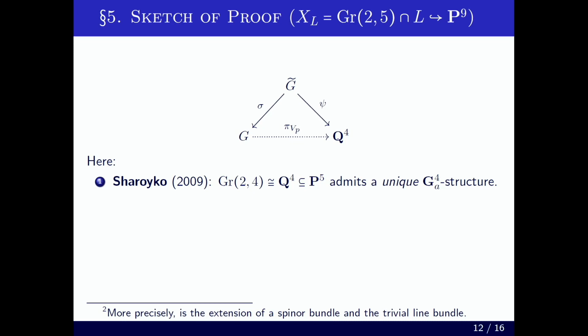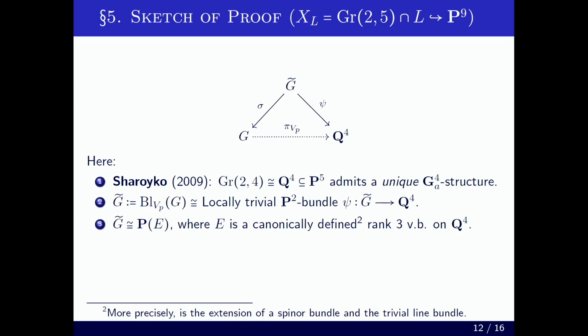We can use a classical result on these kinds of things, that for the quadric, smooth quadrics are always additive and in a unique way. This is a classical result, at this point, by Sharoiko. And what we proved actually was the following. This was some sort of new thing. We proved that this blow up is actually a P2 bundle over this smooth quadric.